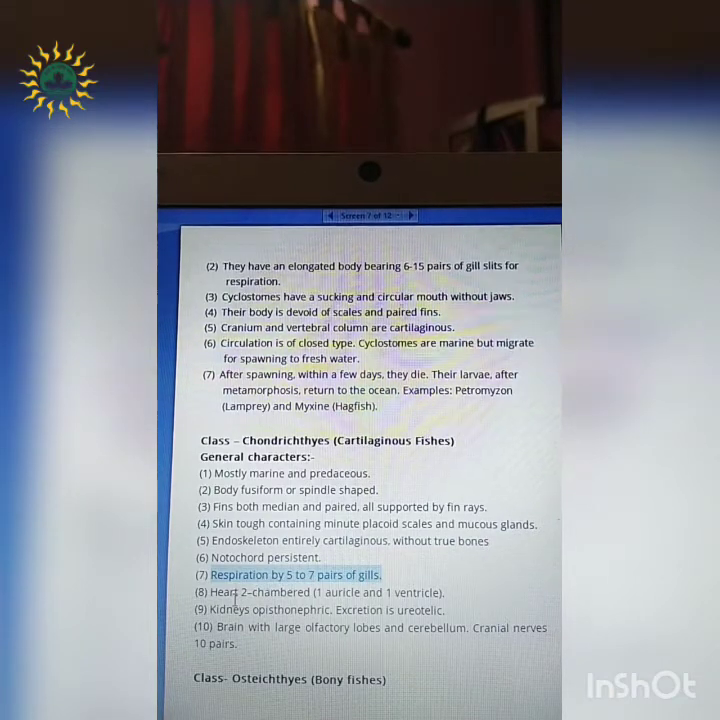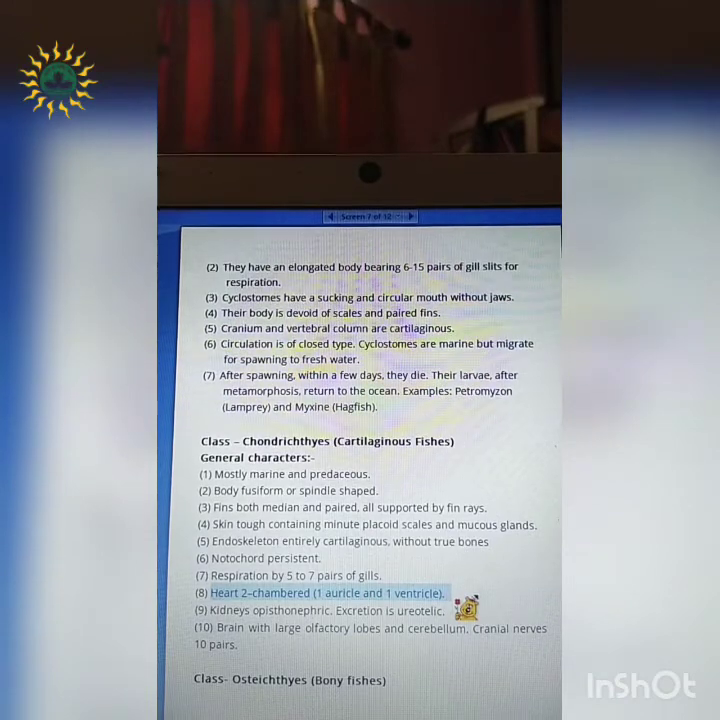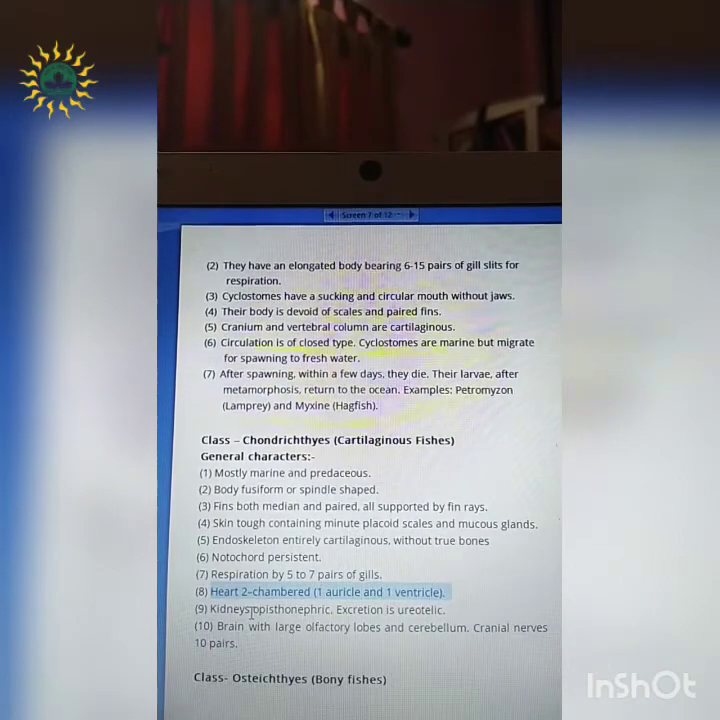The heart here is two-chambered, because in fishes we know the two-chambered heart is present, right children? You know that. This heart is two-chambered, having one auricle and one ventricle. So it is a venous heart. The kidneys are opisthonephric. What does opisthonephric mean? It means a functional adult kidney is present, right? And the excretion is ureotelic, that means urea is the excretory product. The brain is present with large olfactory lobes and cerebellum, and the cranial nerves are 10 pairs.